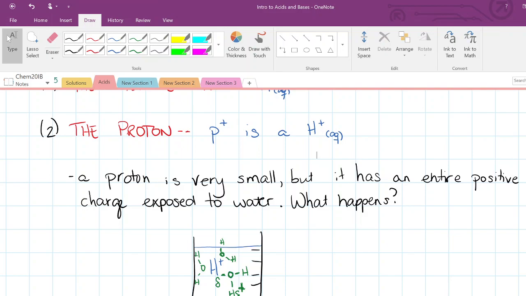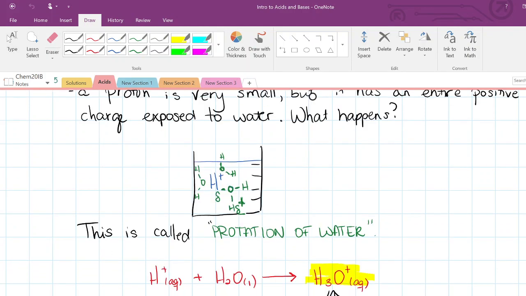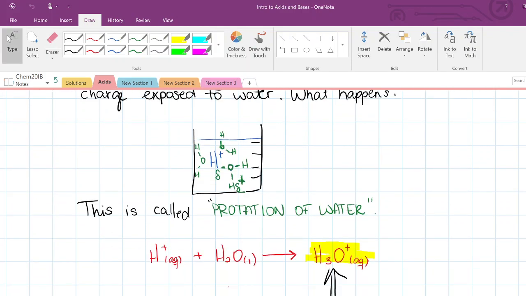And what he came up with was, we have this single proton here floating in our solution. Here's all of our water molecules. And again, remember that water also has a polarity attached to it. So the negative end of these water molecules is going to be attracted to this positive proton. And what he realized was that more likely what was taking place was that there was an actual reaction between this proton and the water molecules. And this is what he called protonation of water. And so that's something that you should remember, protonation of water.